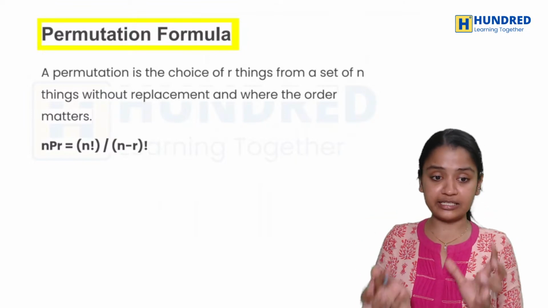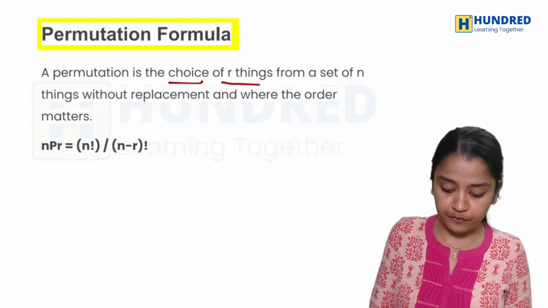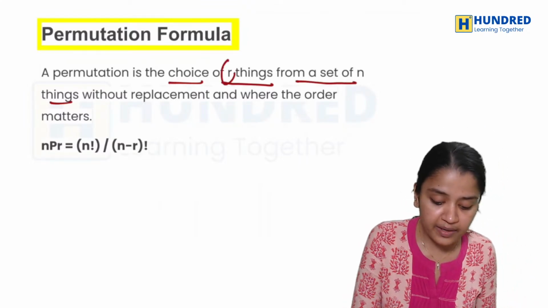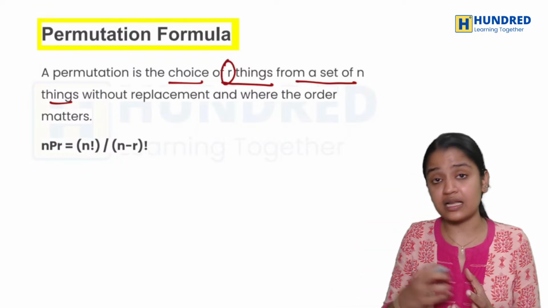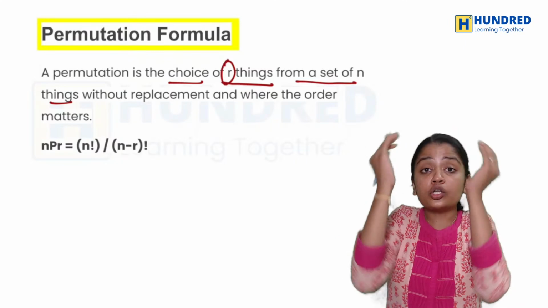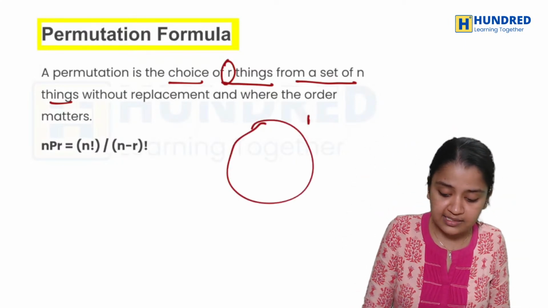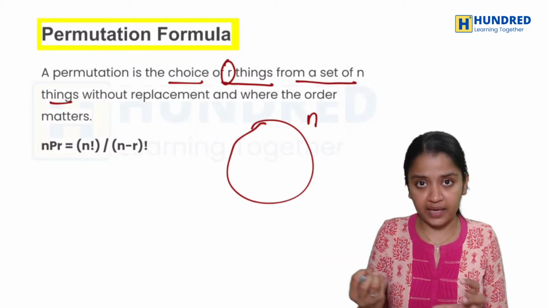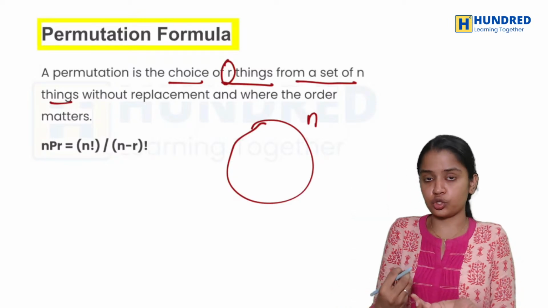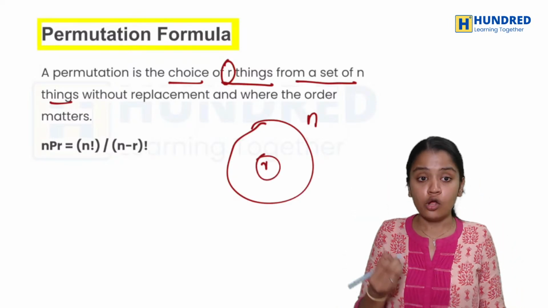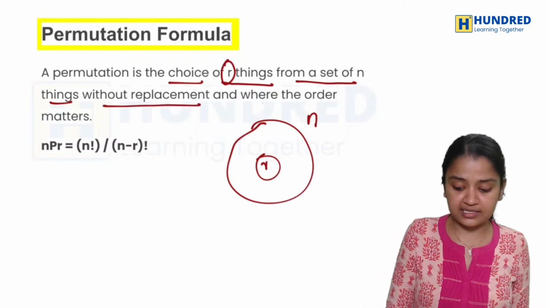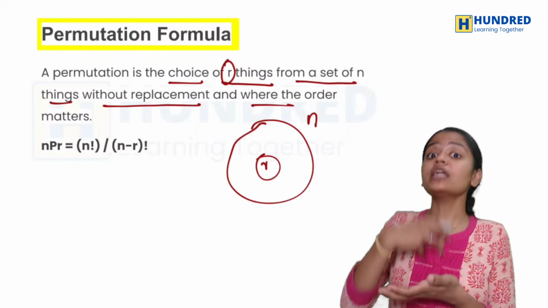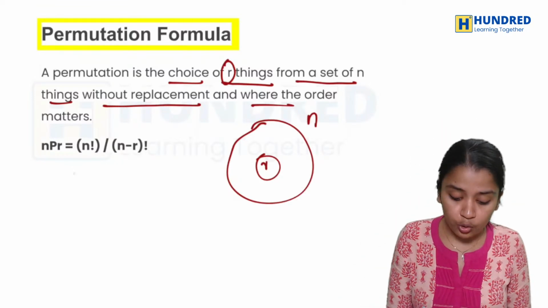So again, I have written the definition of it. A choice of r things from a set of n things. So basically here, what is my r? R is the choice, the number of things we are taking from the total. Here the total number of things is n. So the choice which we are making, or the number of things which we are getting from the total, is our r. So that is without replacement. Again, you're not replacing it. You're taking it, that's it.